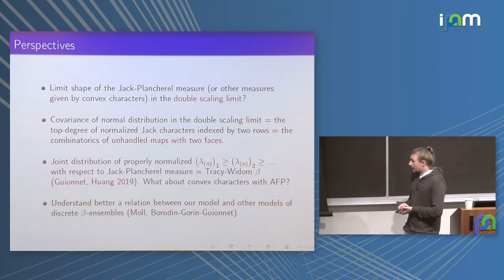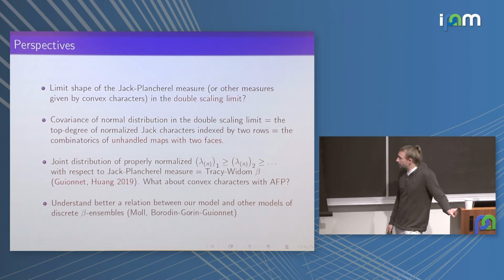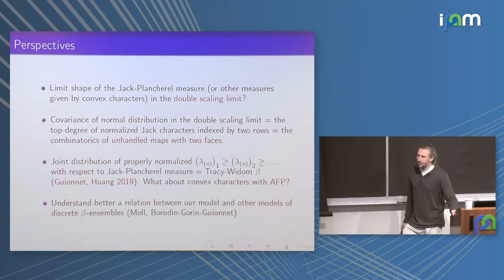I don't know. And finally, there are some other models of discrete beta ensembles. At least I know two. One is due to Alex Moll, and also due to Borodin, Gorin, Guillaume. And they're all a little bit different. For instance, they all cover the Jack-Plancherel and Schur measures, but a priori it's very difficult to understand what is the relation between all these models. So that would be nice to know more.